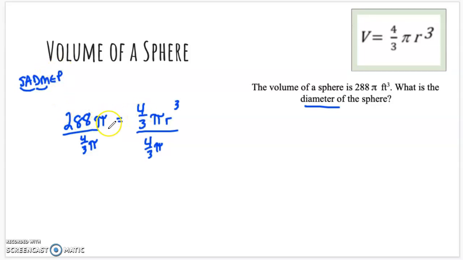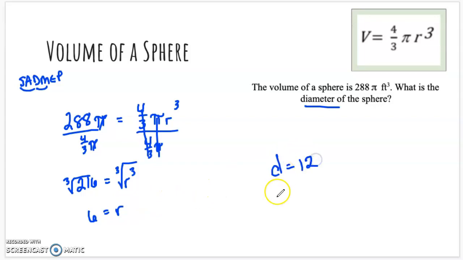And then 288, let's see here, pi divided by pi, that leaves me with 1 whole. 288 divided by 4/3 gives me 216 equals r cubed. Okay, next I want to get rid of that exponent, so I'm going to do the opposite, which is the cube root. If I do it to one side, I have to do it to both sides, so 216 raised to the 1/3 power, or you could use that cube root button in your calculator. That gives me 6. So my radius is 6, which means that my diameter is going to be 12.